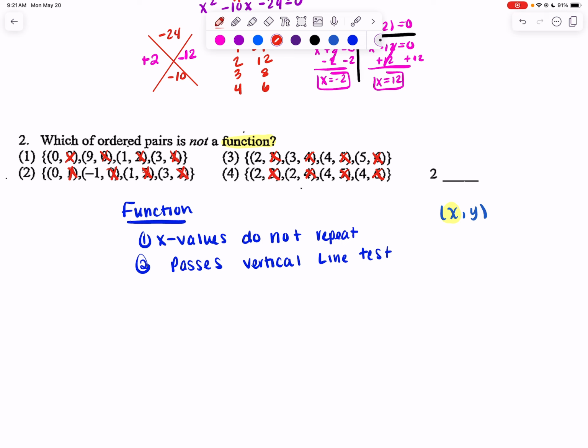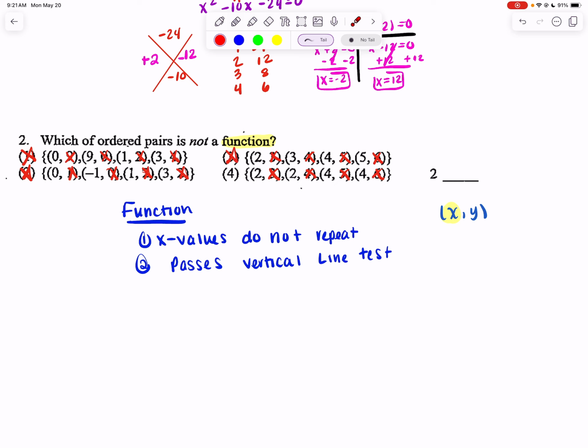If I look at my answer choice for choice number 1, my x values are 0, 9, 1, and 3. None of those values repeat, so that is a function. So it can't be choice 1. If I look at choice 2, I get 0, -1, 1, and 3. None of those values repeat either. Now I'm going to look at choice 3, and I have 2, 3, 4, and 5. None of those repeat either.